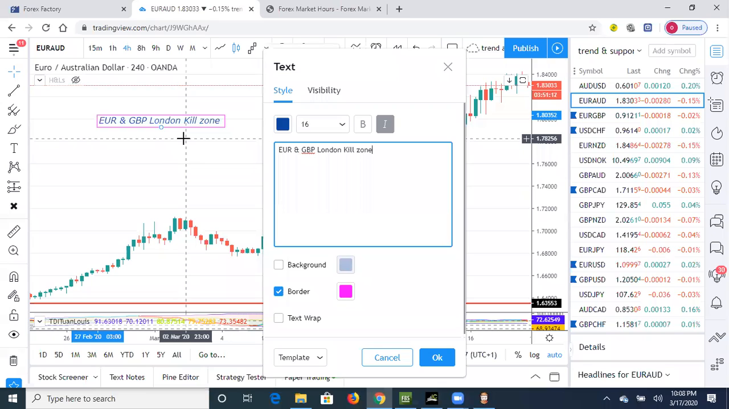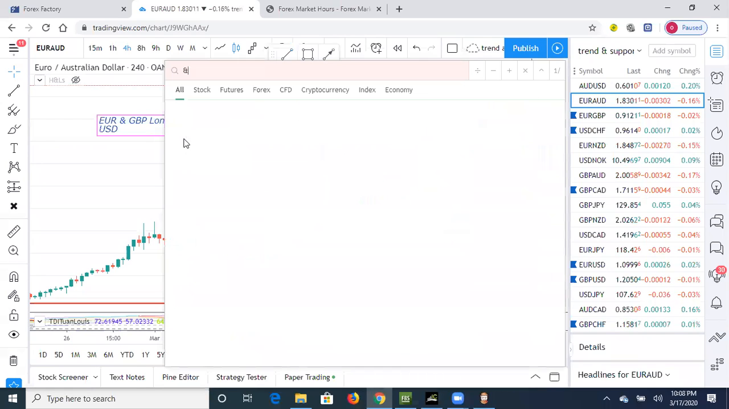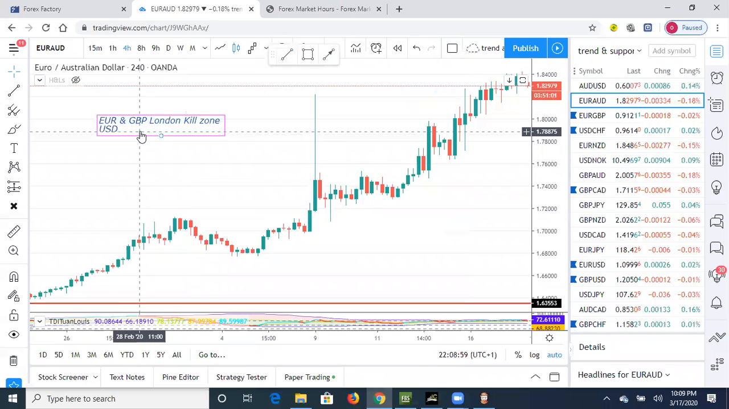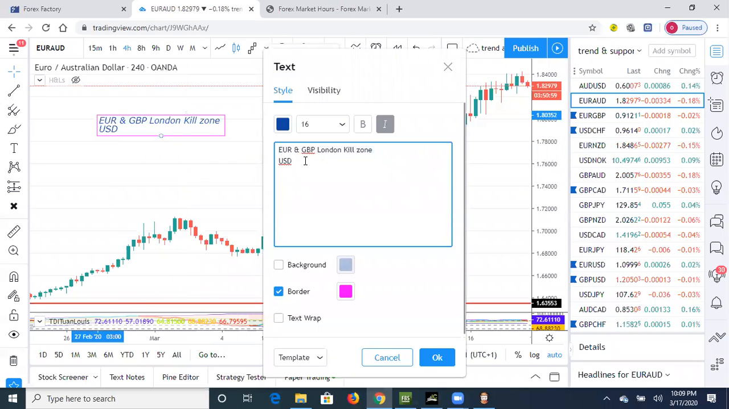Then you look at USD and CAD pairs during the New York Q zone. Now, obviously, there will be some pairs that could give you entries during the London Q zone and also during the New York Q zone.